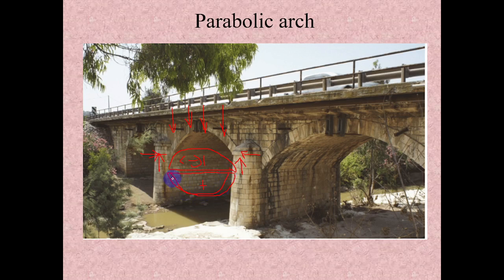Because there is a small difference in vertical load, there will be minor tension, but that tension can be taken care of by the arch itself, the stones themselves. It will not create any cracks at all. That is how this is behaving. So when a parabolic arch is subjected to uniformly distributed load, it will have pure thrust along the arch. It will reach the support. It will not create any tension in the structure at all.